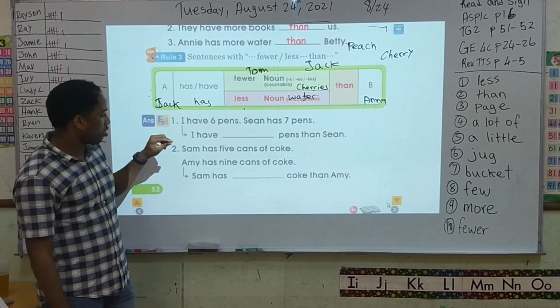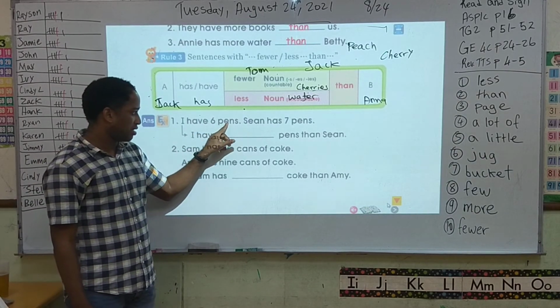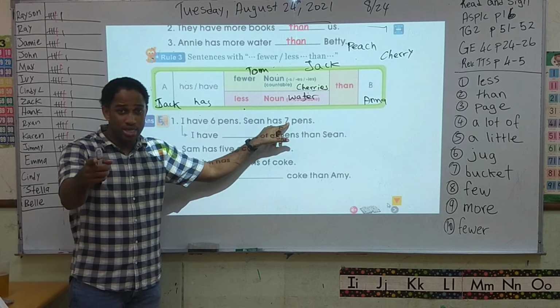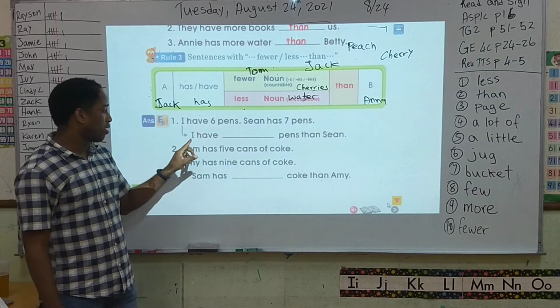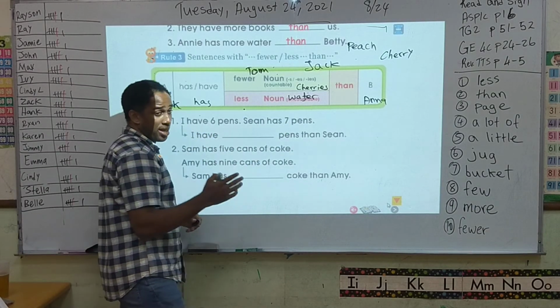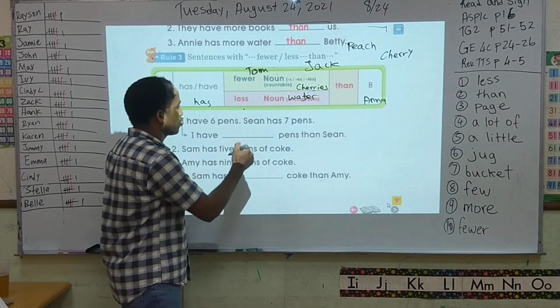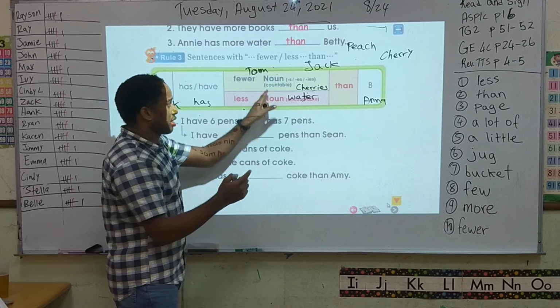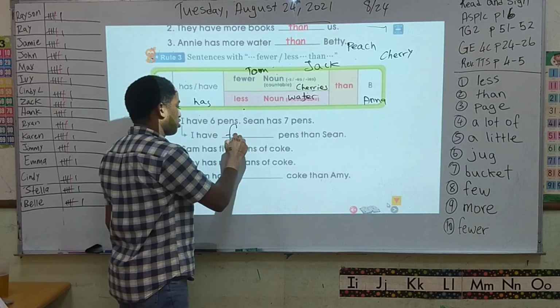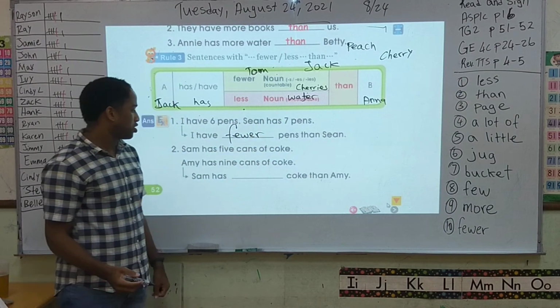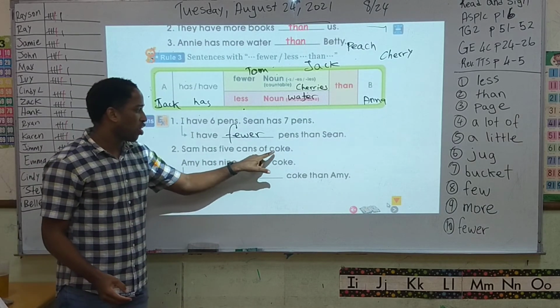Now, let us do number 1. I have 6 pens. Sean has 7. So who has less? I. Can you count pens? 1 pen, 2 pens, 3 pens. Countable. So we use fewer. Countable, fewer. Good.